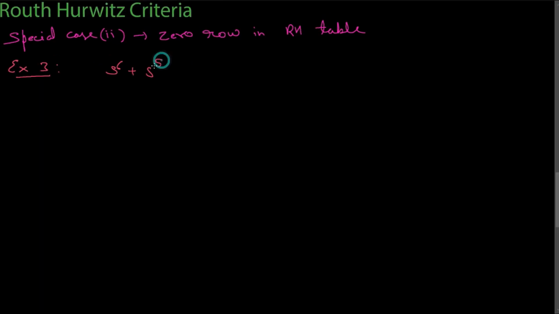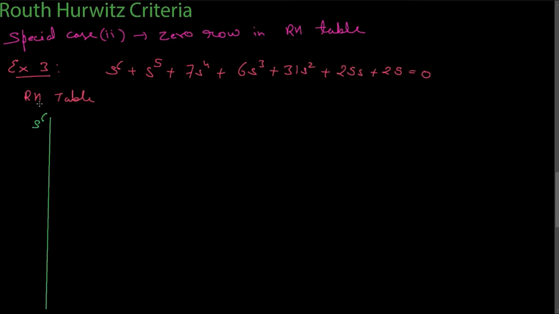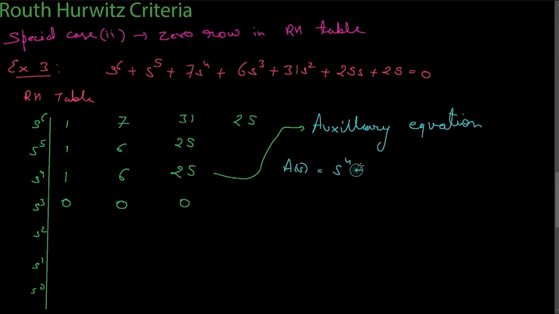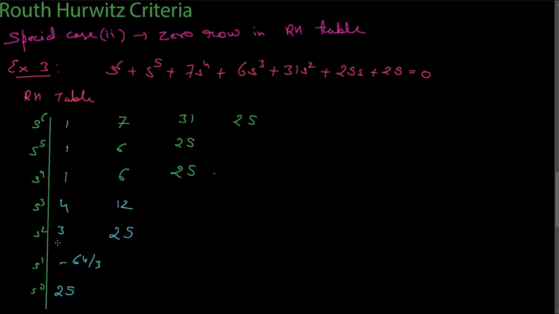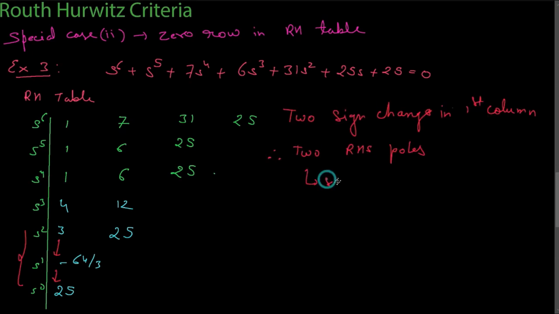For further understanding it better, let's take another example for same type. Here we will populate the RH matrix. We will calculate the auxiliary equation, replace the all 0 element row with the equation obtained by differentiating the auxiliary equation. After completing the calculations, we can see in the first column there are actually 2 sign changes, which implies that there are 2 poles in the right hand side of the imaginary axis. And from here we can directly conclude that the system is unstable.